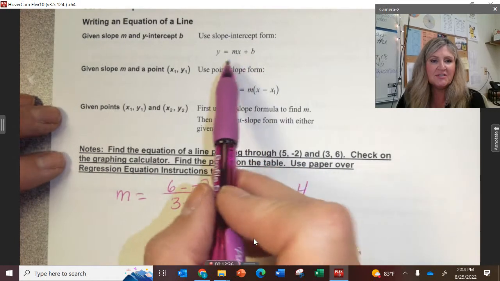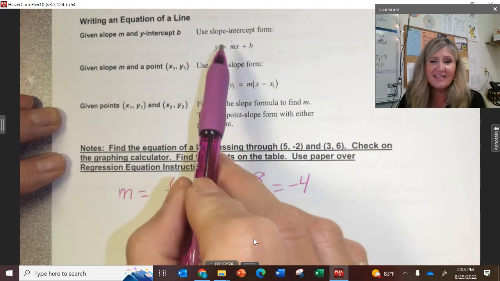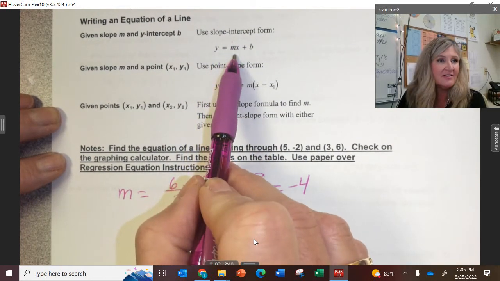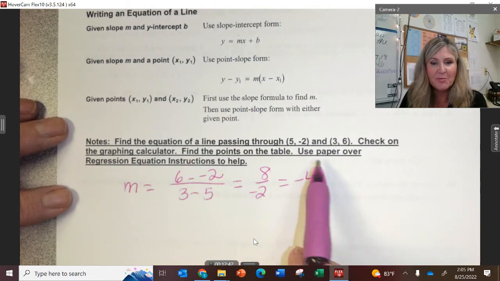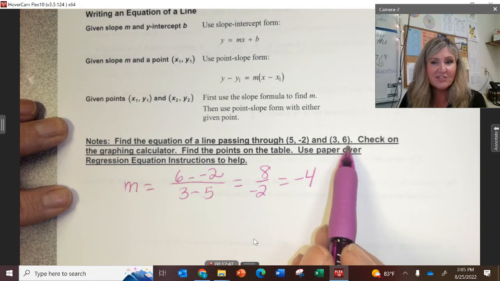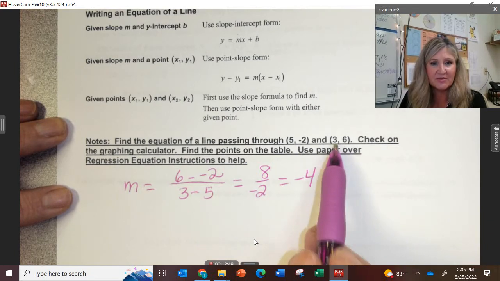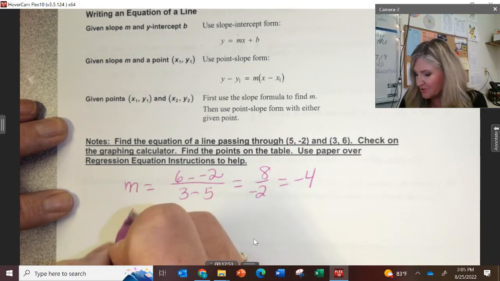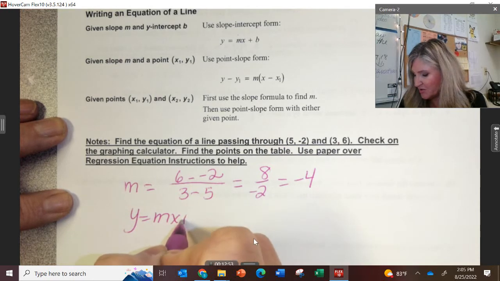Now you have options. You can use either this or this. I personally like this one better. Okay, so I have a point. I can use either one. Which do you think's better? I always use one that doesn't have negatives. I'm using this one. So I am going to use y equals mx plus b.